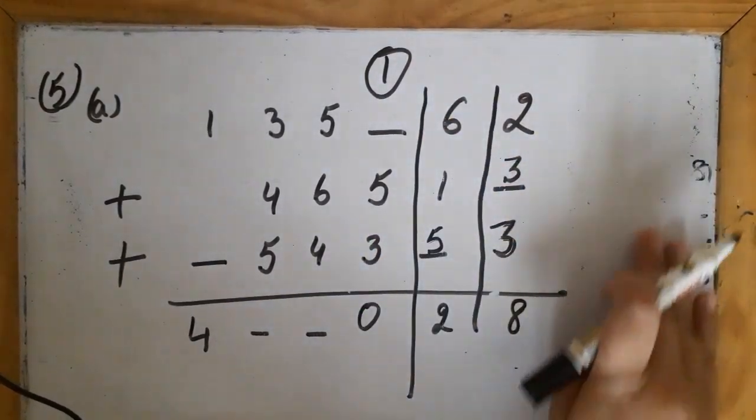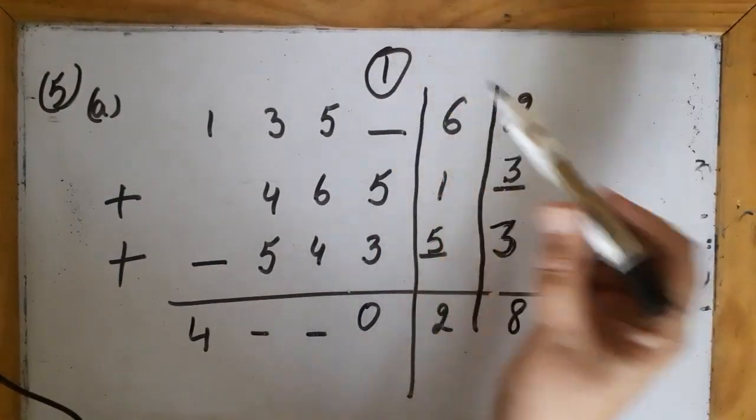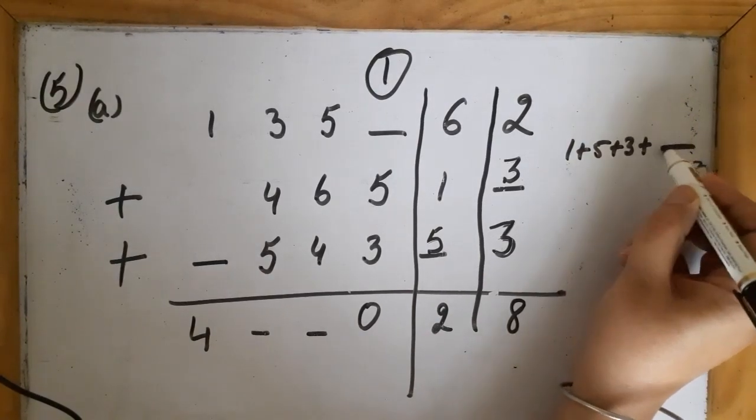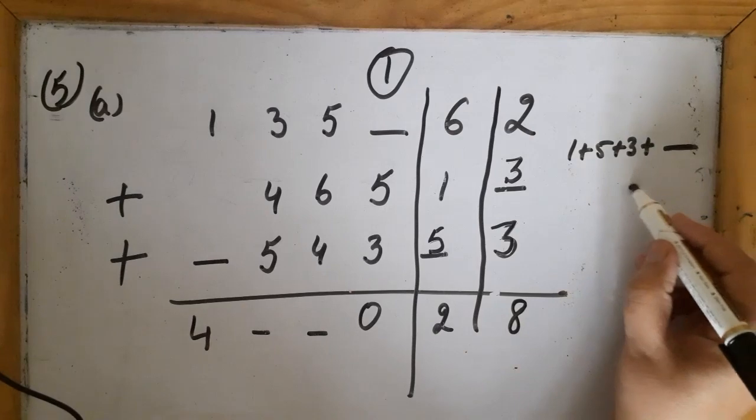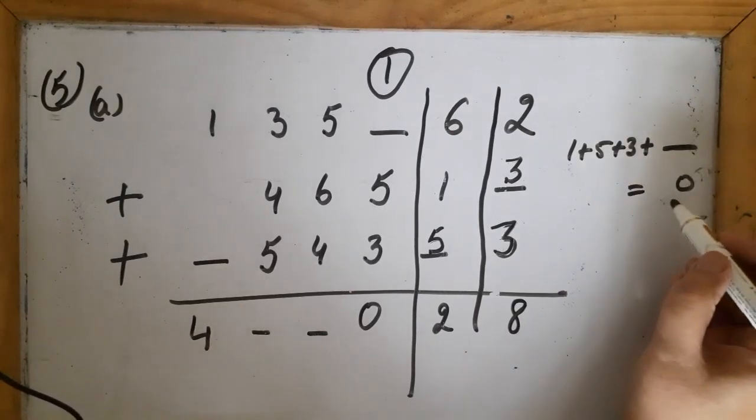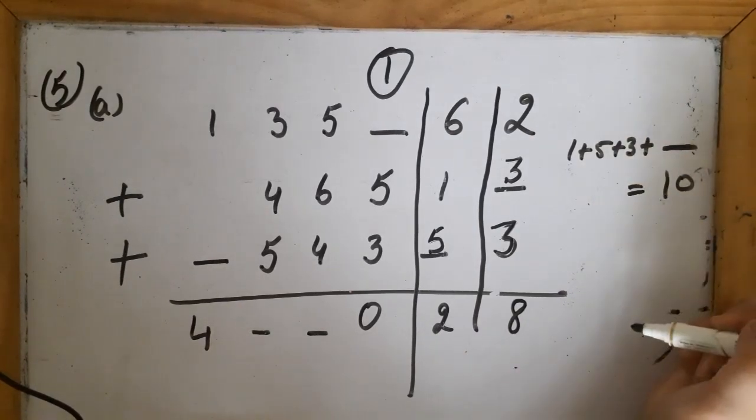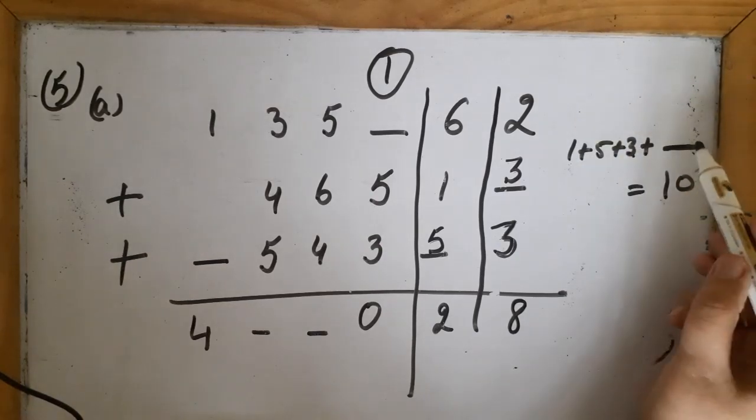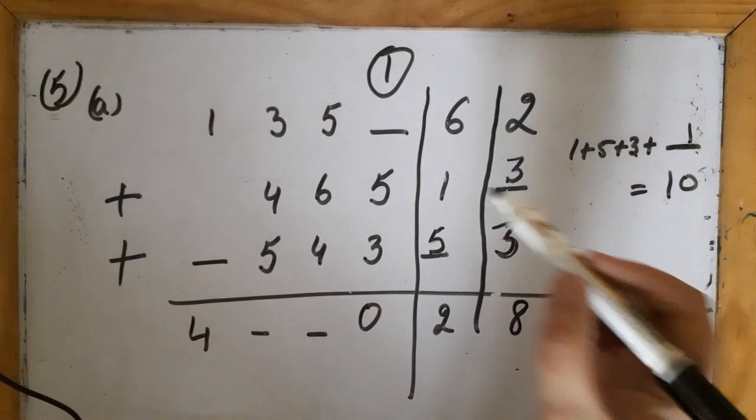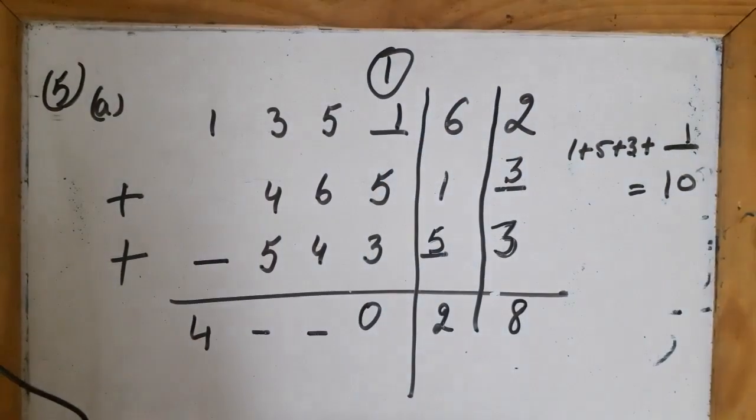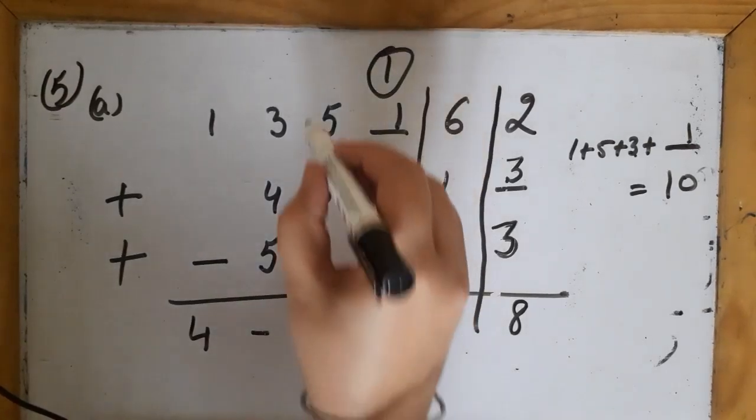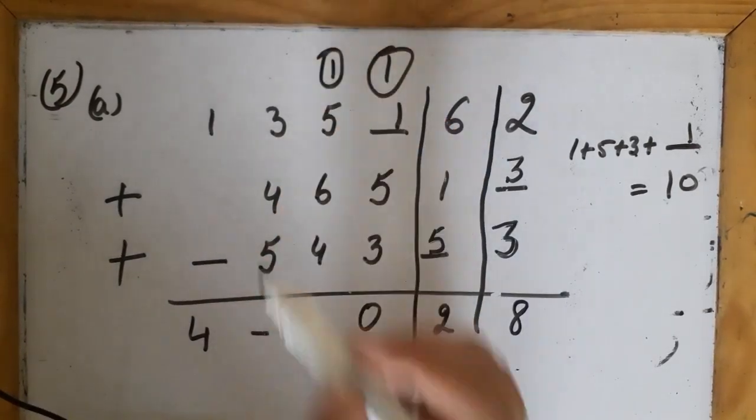Now in the hundreds column you can see already I have 1 plus 5 plus 3 plus something I have to add to make it 0. Now I cannot make it 0, it means I have to make it 10. So 5 and 1, 6, 7, 8, 9 already I have. So if I add 1 over here it will become 10. So it means 0 I will write here and 1 I will carry.